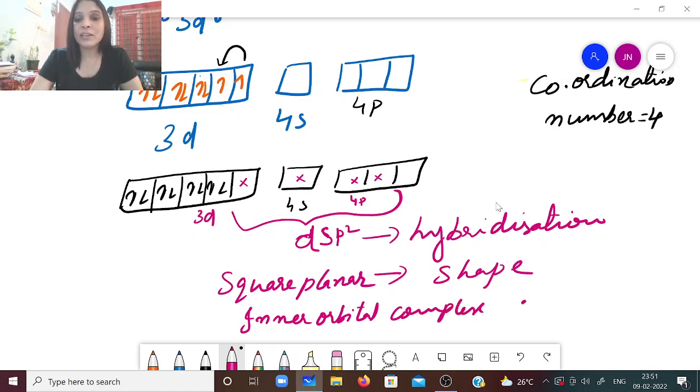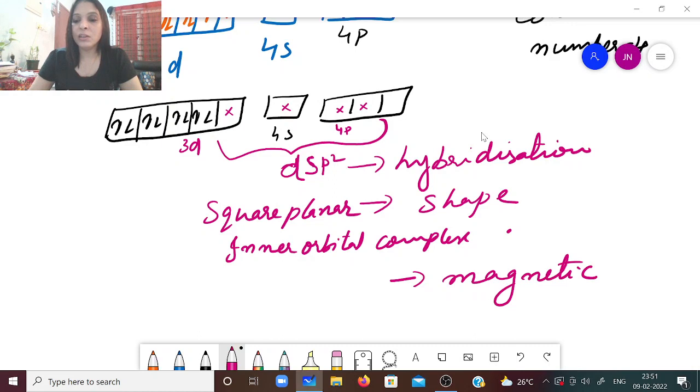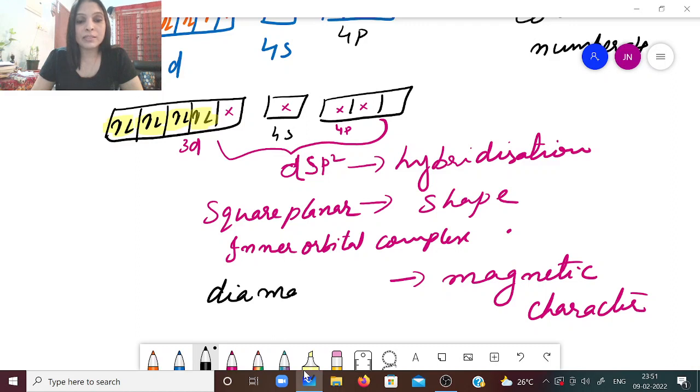Then what is the next question? The next question is whether this is a paramagnetic or diamagnetic complex. That means we have to find out the magnetic character. What is the magnetic character? You can see here no single electrons are there. All the electrons are paired up. So naturally this complex is a diamagnetic complex because there are no unpaired electrons.